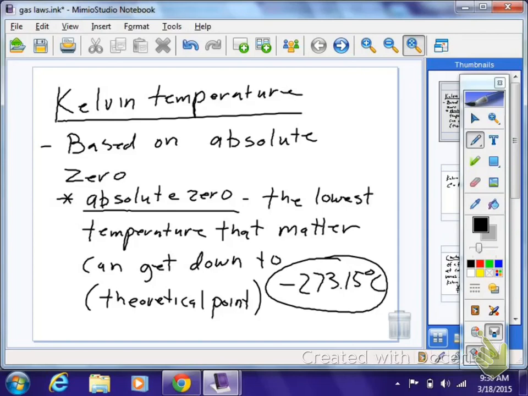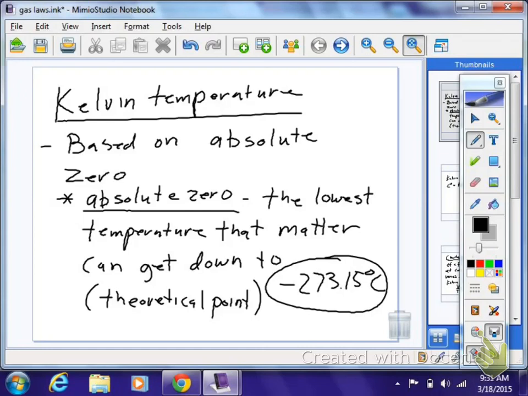Okay? So that now becomes the starting point of our temperature. So what's the starting point of the Celsius scale? What is it? 0 degrees Celsius. What happens at 0 degrees Celsius? Freezing of water. Okay? So now they're going to say, we don't want any negatives. We know this is the absolute lowest temperature something can get to theoretically. So that becomes our 0. So this becomes 0 Kelvin. And then everything above it is going to be positive.